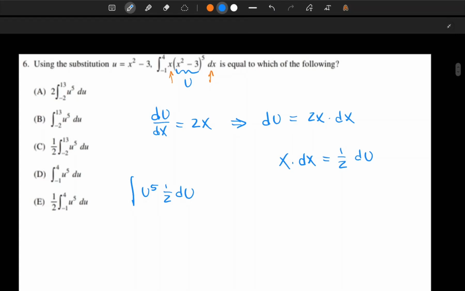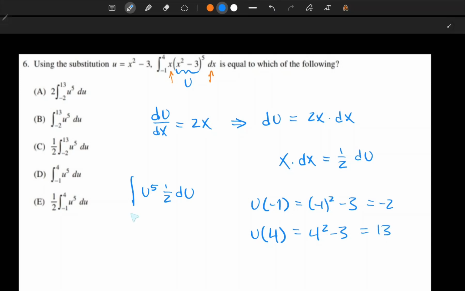Doing so, we find that for u of negative 1, this is equal to negative 1 squared minus 3. So this is equal to negative 2. And u of 4 is equal to 4 squared minus 3. This is equal to 16 minus 3, which is 13. So the bounds on this integral are negative 2 and 13. So the answer here is C.